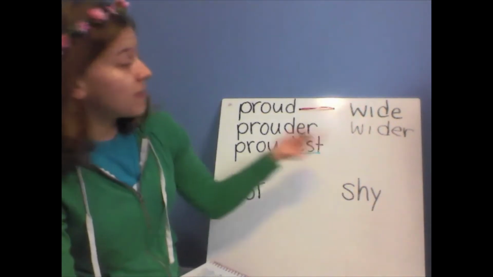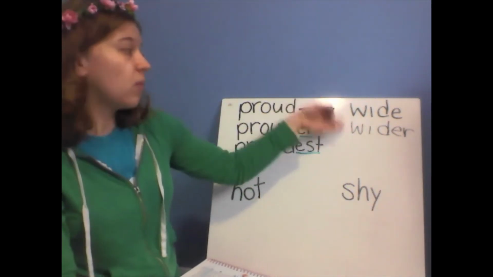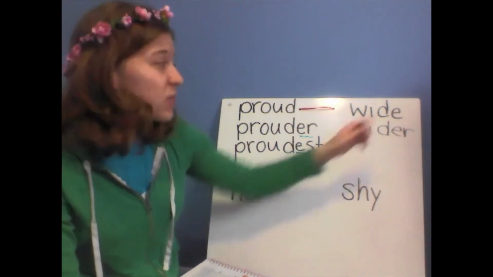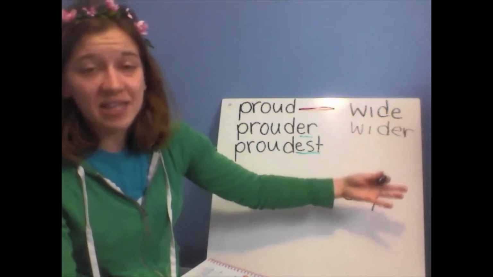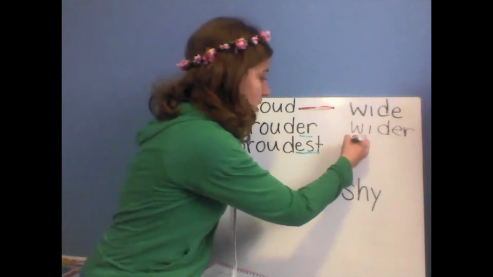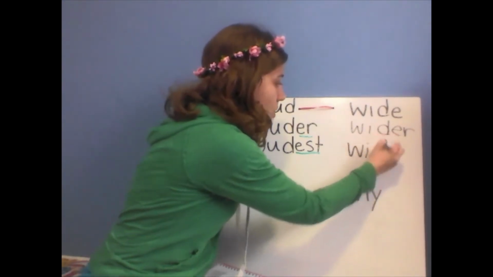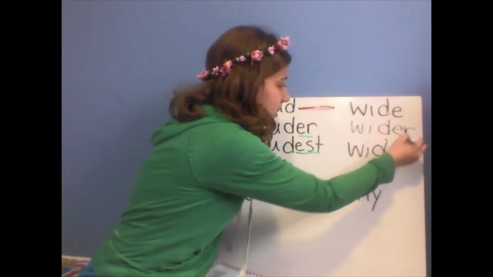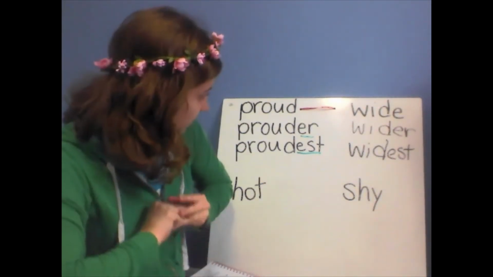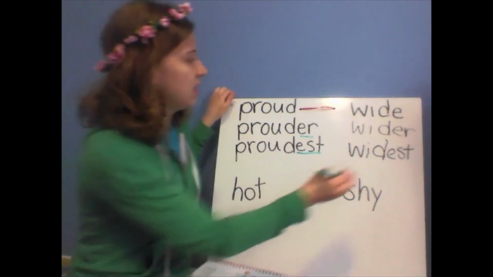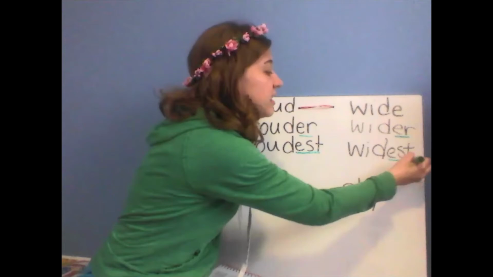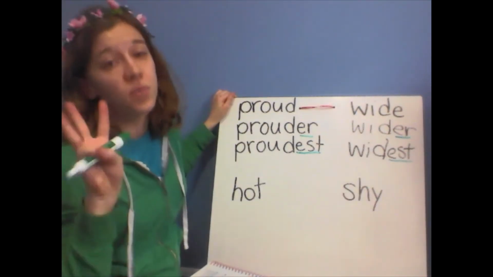All right, so what would come next? We go wide, wider. We have to add EST, right? Except we already have an E at the end. So we don't have to add the E. We don't need two E's in this word. We're just going to add the ST at the end. So it's widest. There you go. All right, so let's underline that. We have the ER, so that's comparing two things. And then we have EST, which is comparing three things.